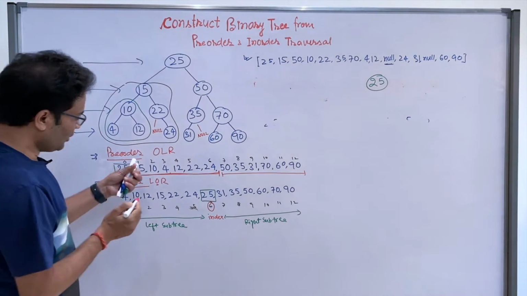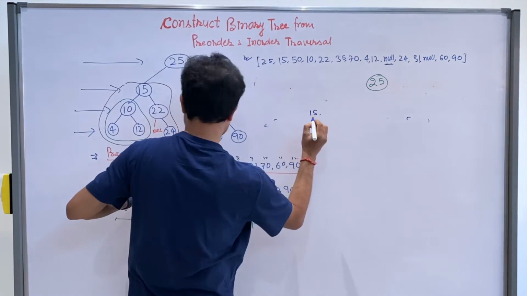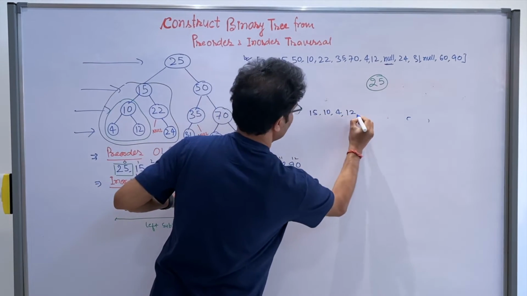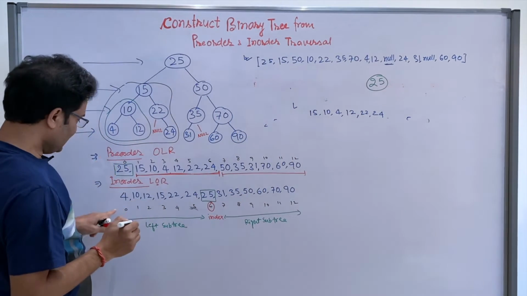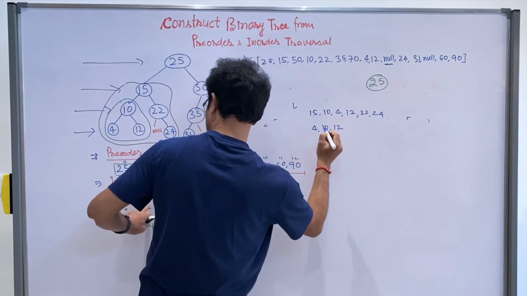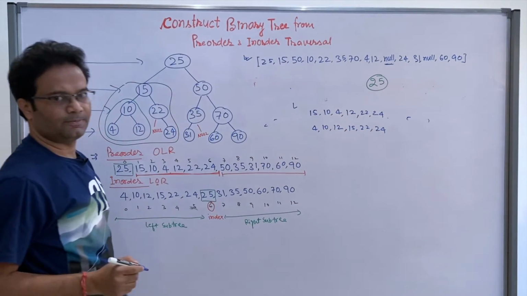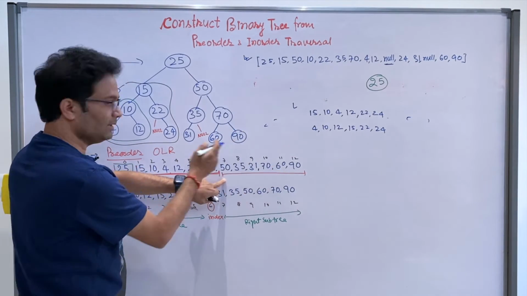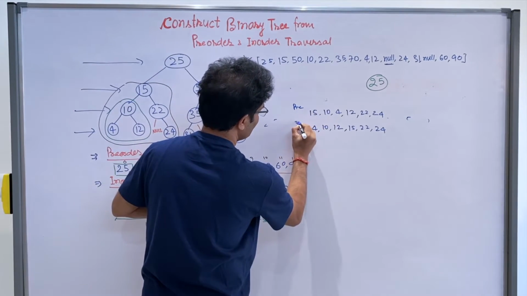So just write down what the left side elements are. The left side elements from the pre-order are 15, 10, 4, 12, 22, 24, and from the in-order, 4, 10, 12, 15, 22, 24, right? And these elements are the right side elements. So I can say this is your pre-order and this is your in-order.